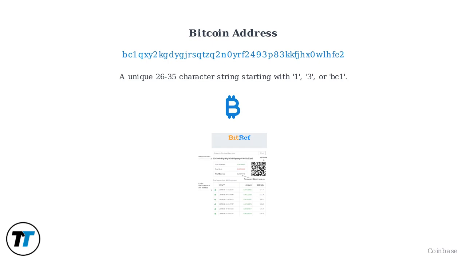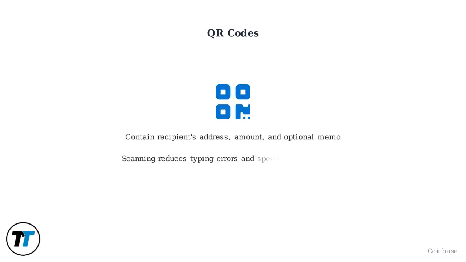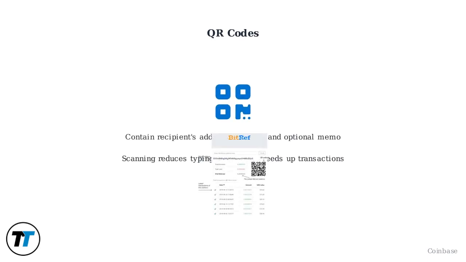QR codes provide a visual way to encode Bitcoin transaction details, including the recipient's address, the amount to send, and an optional memo. Scanning a QR code with your device's camera automatically fills in the details, significantly reducing the risk of typing errors compared to manual address entry.